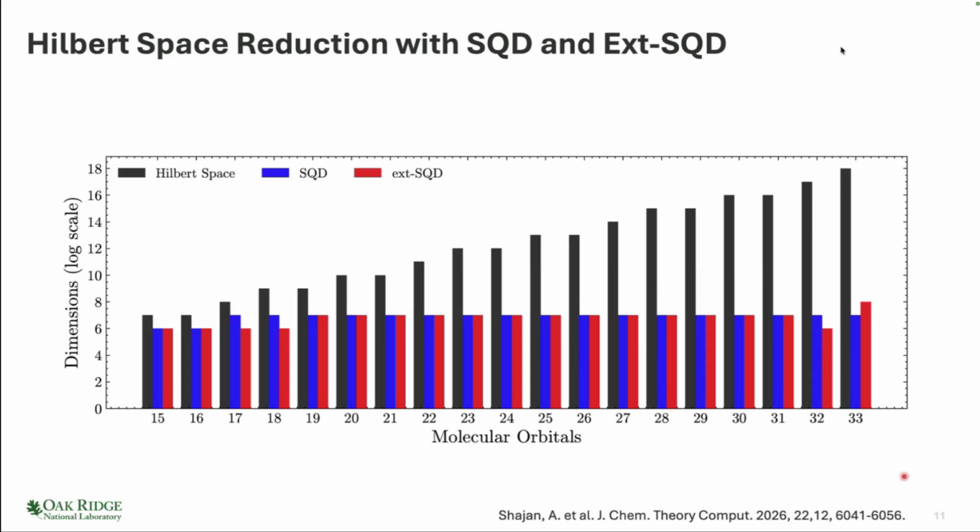Yes, exactly. So the source of this reduction is coming from the idea that you're using your LUCJ ansatz to preferentially sample the important configurations in your overall fragment wave function. And then the black bars here are the full configuration space versus the blue and red are the down-selected sampled configurations, or number of configurations, exactly.